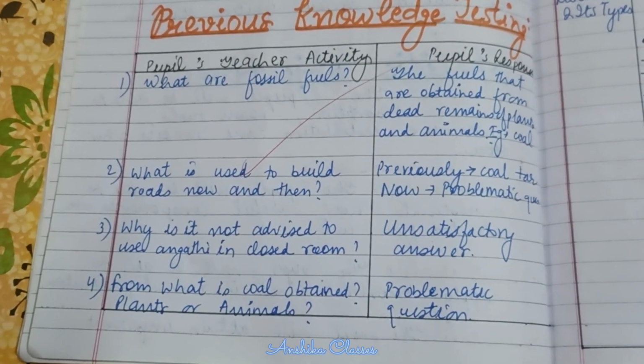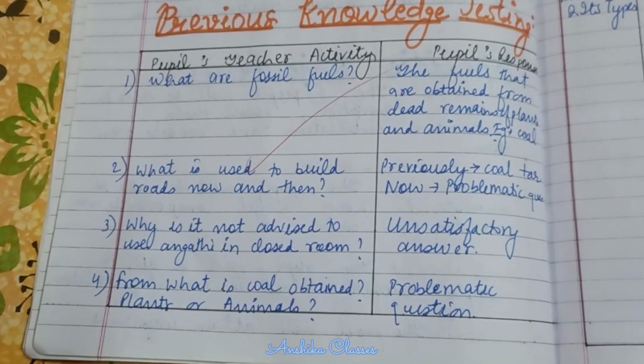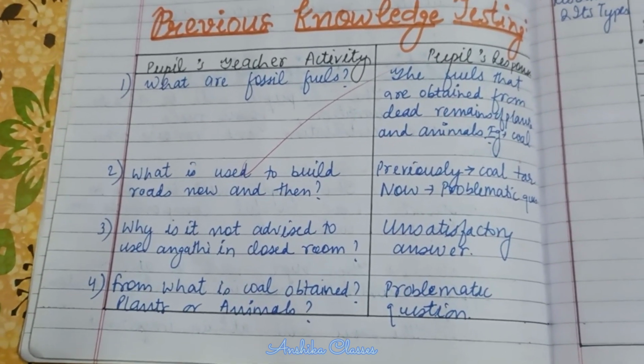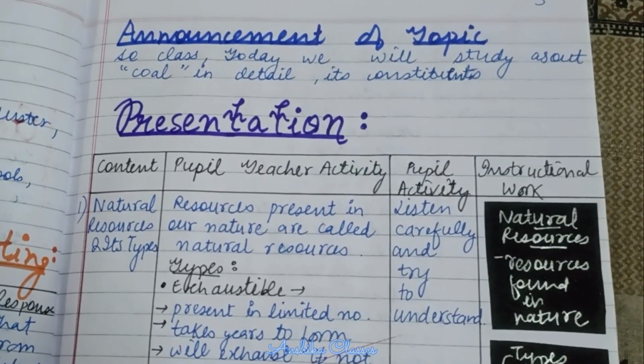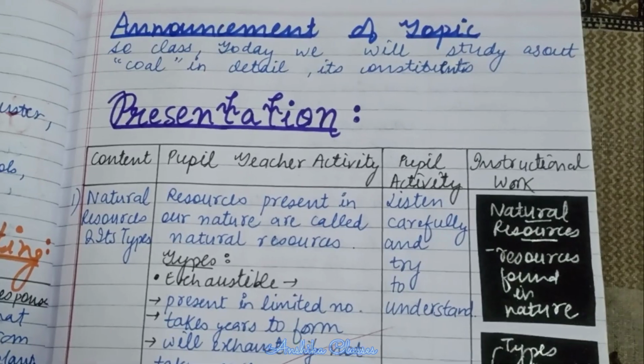Why is it not advised to use angithi in a closed room? Unsatisfactory answer. From where is coal obtained? Plants or animals? Announcement of topic: so class, today we will study about coal in detail and its constituents.